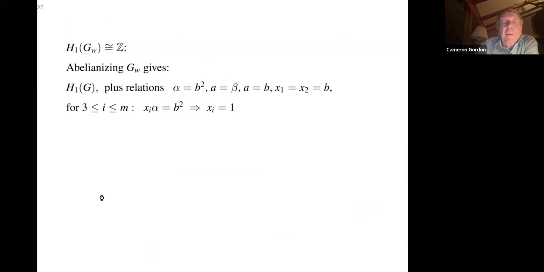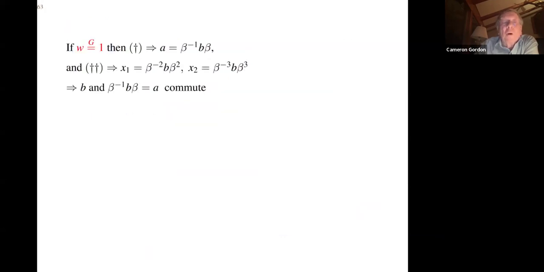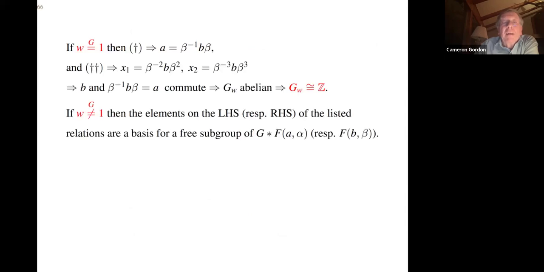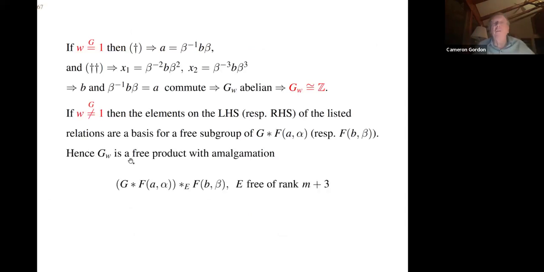And so the upshot is that if the word is not trivial, then this G sub W is a huge group. It's a free product with amalgamation. It's the thing on the left, the thing on the right, amalgamated along a free subgroup of rank M plus 3. That's the number of relations there, you see. And so it's certainly not isomorphic to Z, right? So, okay, that's G sub W.